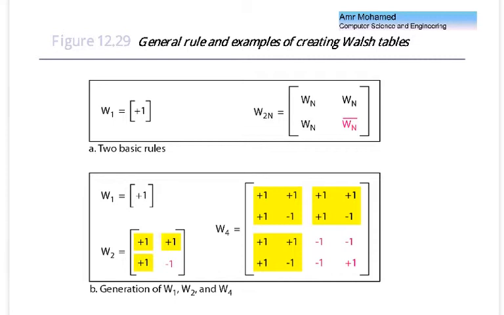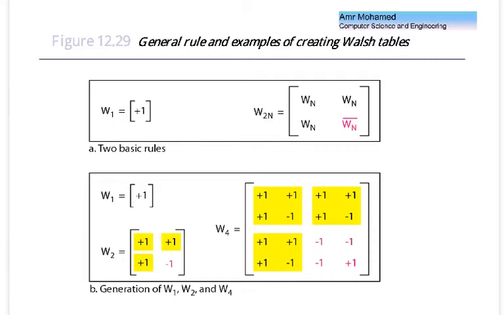Even if the number of stations is less, let's say the number of stations in the network is 3, you have to construct W4 and then use the first 3 rows for codes, and the fourth one you can use for extension. If there is a node that joins the network, then you use the fourth row. But using this simple mechanism, N, the number of stations, has to be a power of 2 in order for us to use the rules for Walsh table construction.